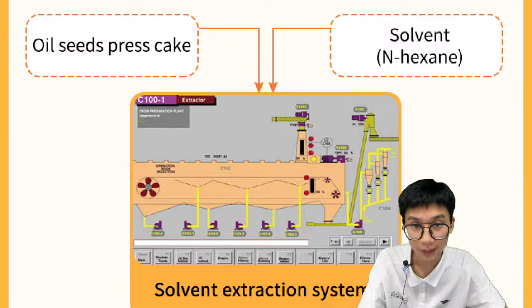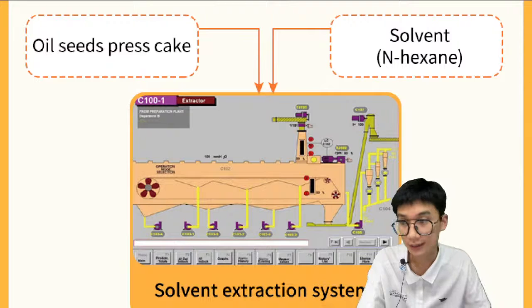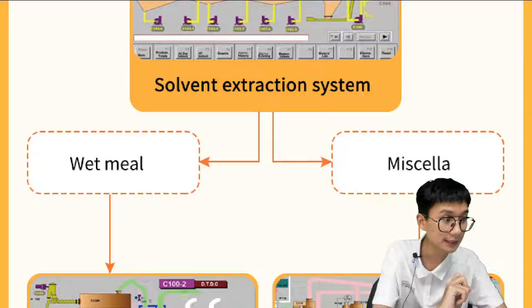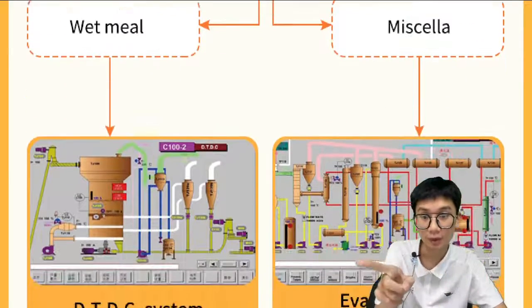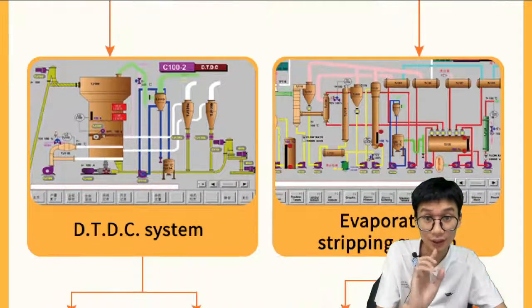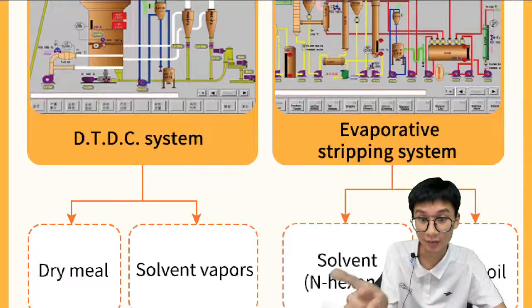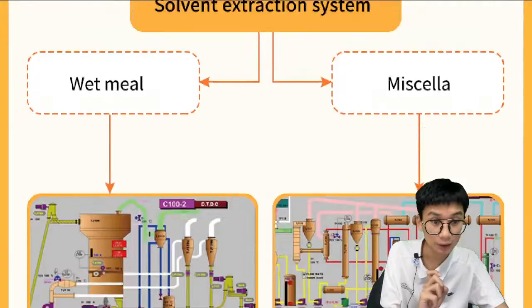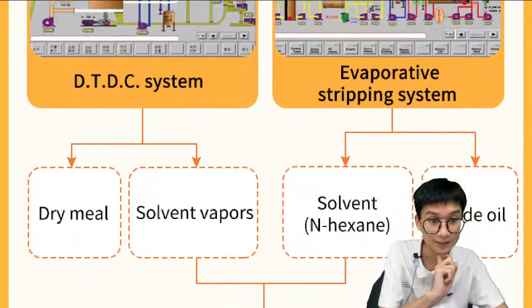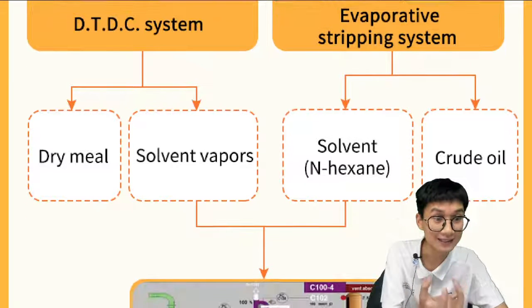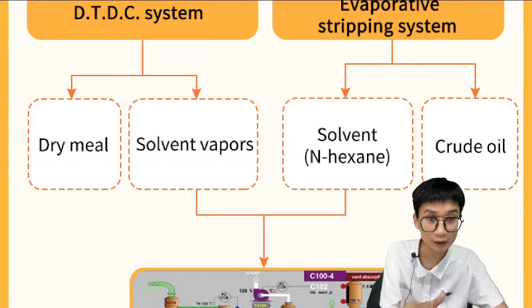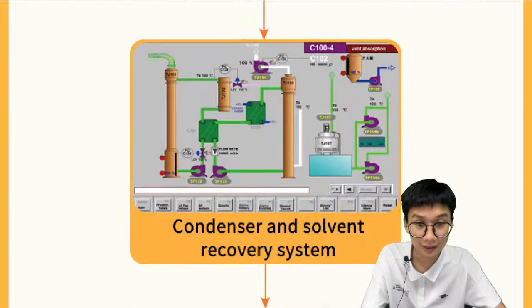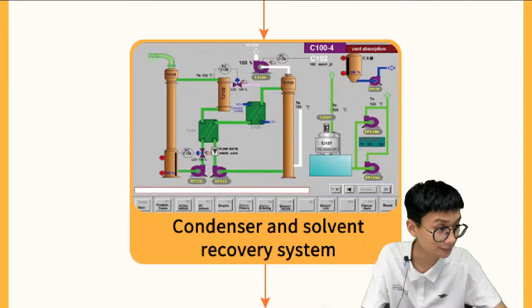This is the oil seeds press cake. Again, into the solvent extraction system, and we will get two things: wet meal and miscella. For the wet meal, we are using the DTDC system to evaporate the hexane, so we'll get the dry meal and the solvent vapors. As for the miscella, we will have the evaporative stripping system. We'll get the solvent, which is the hexane, and the crude oil. Later on, for the solvent, I mean the hexane, we will have the condenser and solvent recovery system.